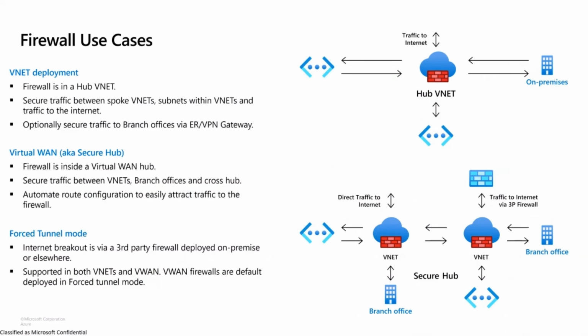And then the final one is the forced tunnel mode. Here the internet breakout is going to happen via a third-party firewall deployed on-premise or elsewhere. So this is supported in both VNets and vWAN scenarios. So vWAN firewalls are by default deployed in forced tunnel mode. So these deployment options provide flexibility for a wide range of enterprise scenarios.